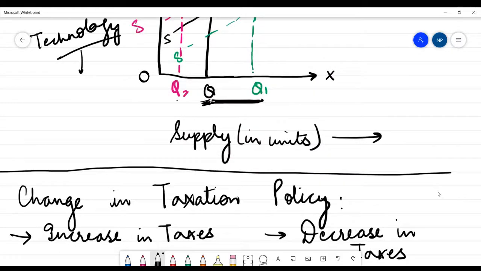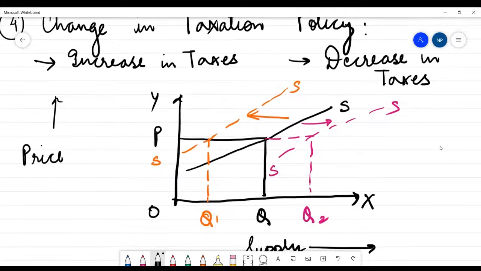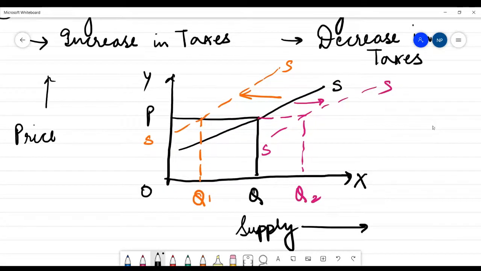Next, we move on to change in taxation policy. What happens when there is an increase or decrease in taxes? Now, speaking about increase in taxes, whatever tax they have to pay, say suppose they have to pay land tax, or GST that is applied, if these taxes increase, then what happens? See, over here this is P, the price at the constant level, and this is Q, the original quantity of units that is supplied.